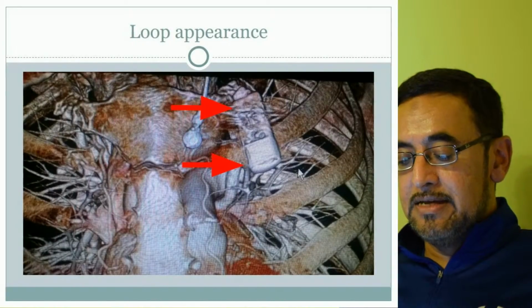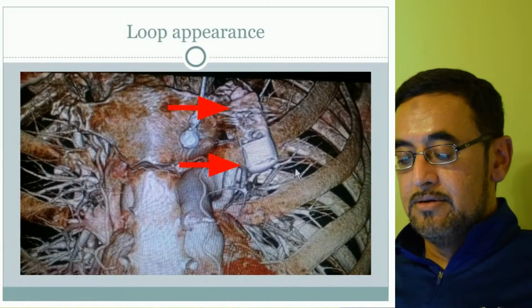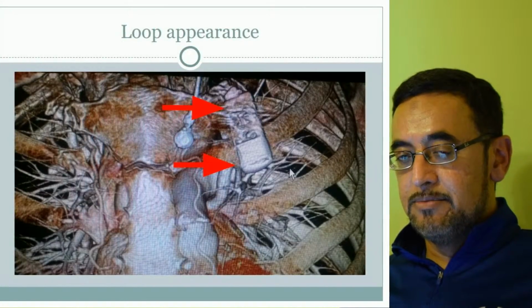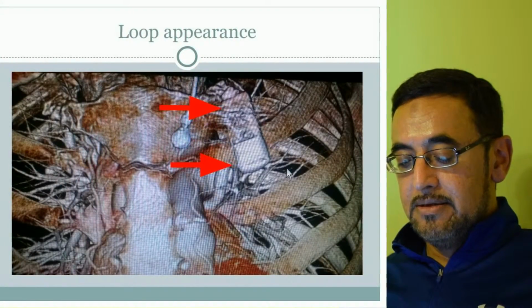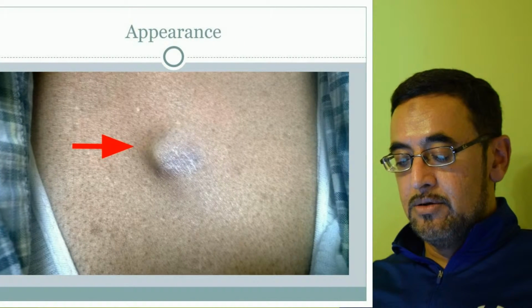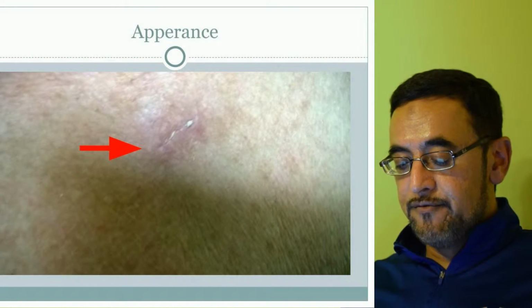This is a CAT scan appearance of a loop recorder, indicating that it is placed in the skin subcutaneous layer as shown in the picture. This is what the loop recorder looks like upon implant. Here's what a fresh loop recorder implant looks like.